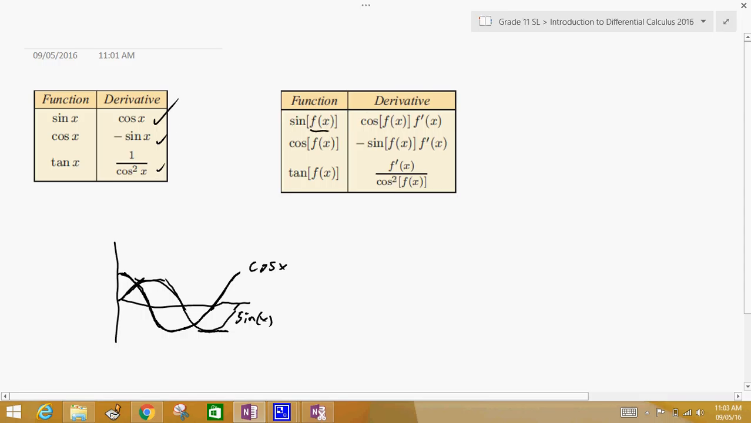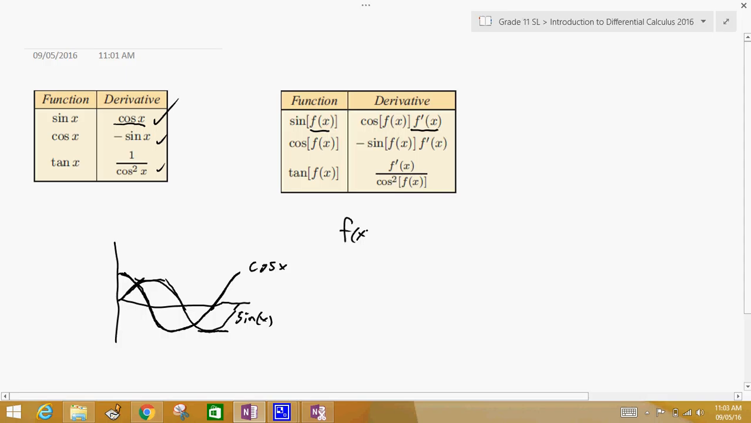If you have a function, instead of x, you've got some function like 3x squared or e to the x or whatever, what you have to do is you have to do cosine of that function and then multiply it by the derivative of that function. So let's just look at some examples.